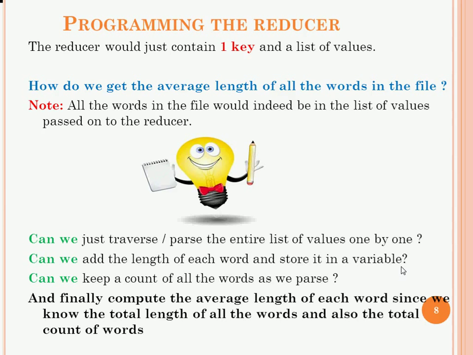At the same time, when I'm parsing the entire list of values, I can also calculate how many words are there in the entire list. So eventually, I've successfully found out how many words are there in the entire list of values and how many characters are there in the entire line. So I have the sum of the length of all the words, and the total number of words. I can divide one by the other and get the average. So logically, this looks fine.